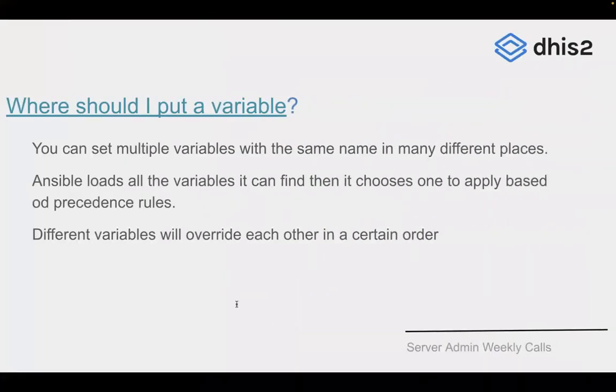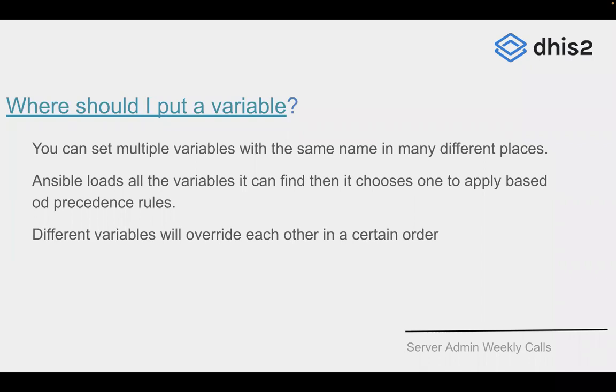Really, where should you define it? How do you make that decision? Ansible will load all the variables irrespective of where you have defined them, and then after it finishes loading all these variables, it chooses to apply one based on the precedence rules.